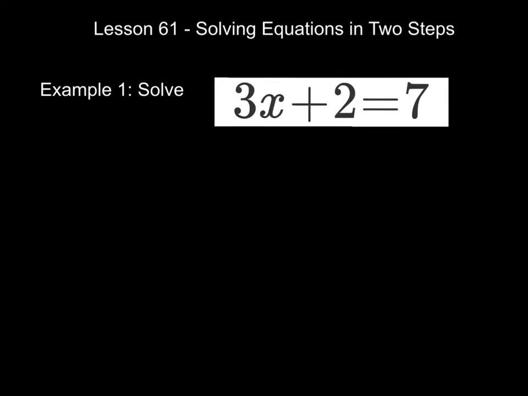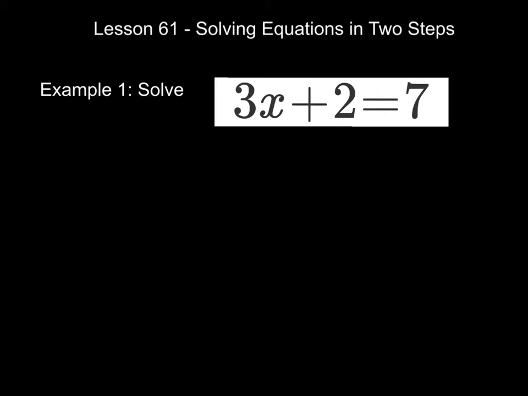Lesson 61, Solving Equations in 2 Steps. In each of the problems that we will be working today, we will need to use 2 different operations in order to isolate the x. Remember, in every single equation, we're always asking ourselves, how do I get x all by itself? What do I need to get rid of? So let's do that in example 1.